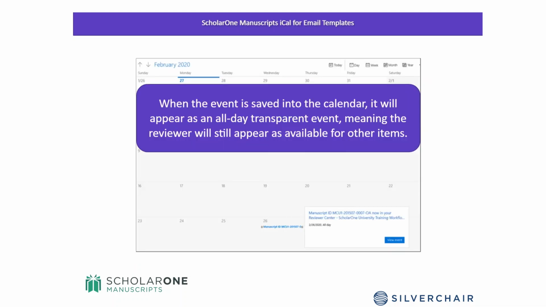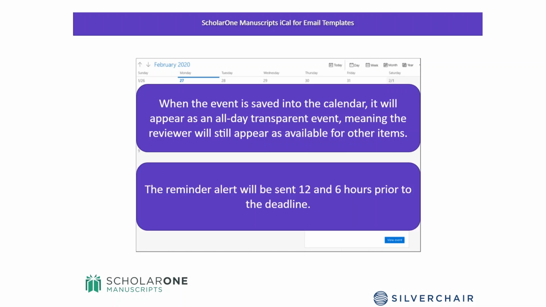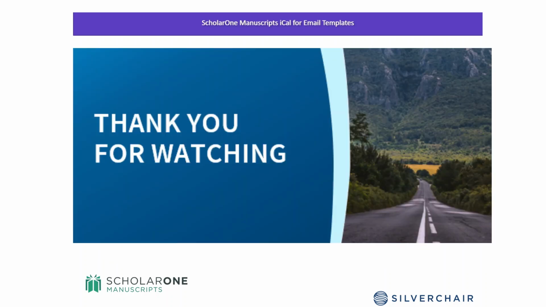When the event is saved into the calendar, it will appear as an all-day transparent event, meaning the reviewer will still appear as available for other items. The reminder alert will be sent 12 and 6 hours prior to the deadline. The reviewer agreed email template is just one of many templates that can benefit from the iCal reminders.